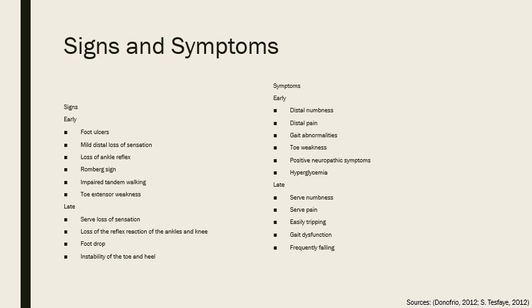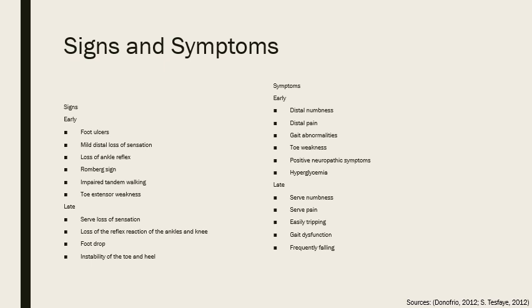Signs of diabetic polyneuropathy in the early stages are foot ulcers, mild distal loss of sensation, loss of ankle reflex, Romberg sign, impaired tandem walking, and toe extender weakness. Signs in the late stage are severe loss of sensation, loss of reflex reaction of the ankle and knee, drop foot, and instability of the toe and heel.